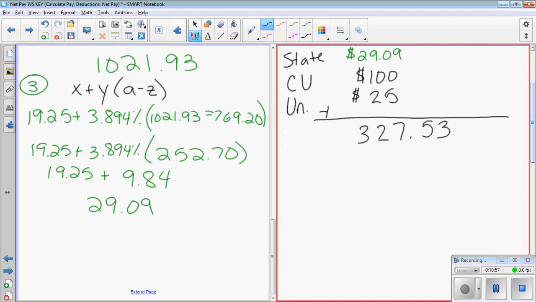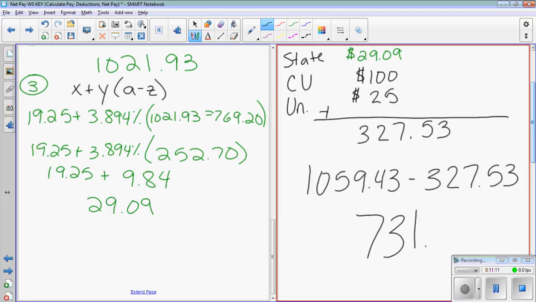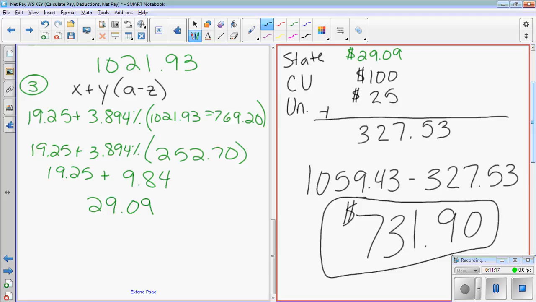How do I find my net pay? Take your gross pay, $1,059.43, and subtract out $327.53, and your final answer is $731.90. That is your net pay.